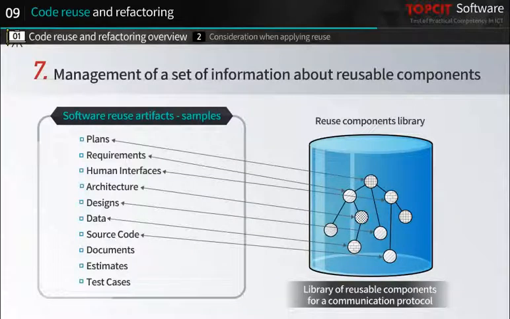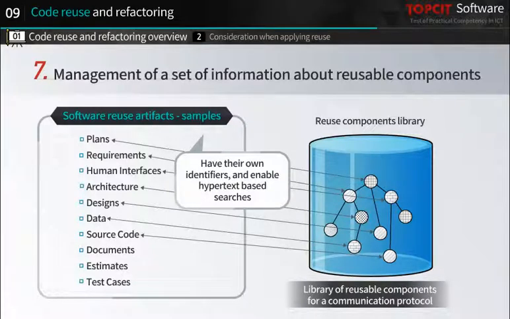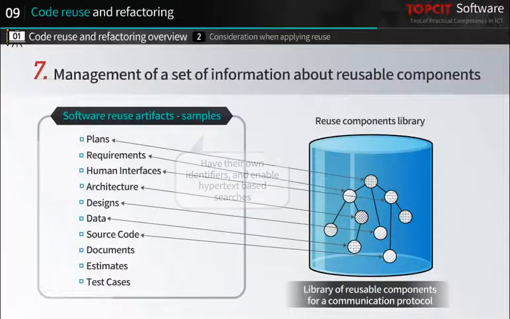Specification and analysis documents of protocols, source code that implements the protocol, and testing materials can be managed by the identifier of the component. The artifacts of each step also have their own identifiers, which should enable hypertext-based searches. When it exists in the form of this information set, reusability is improved, and the library manager must be able to provide this set of information for new components that are registered for reuse.